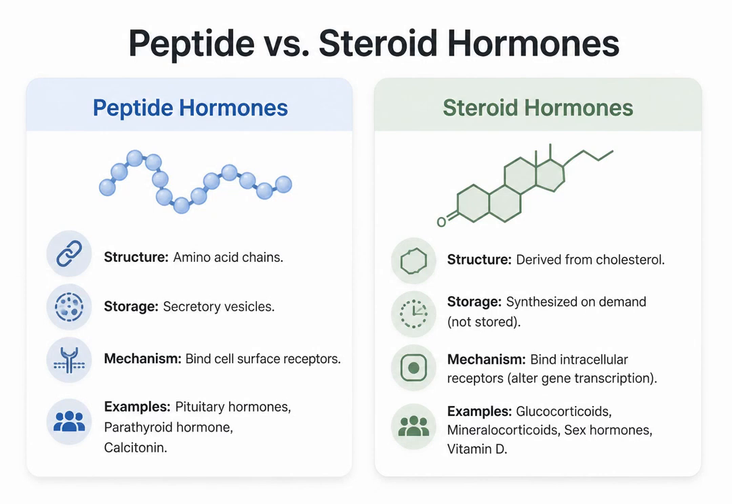Before we get into specific hormones, let's contrast peptide and steroid hormones. Peptide hormones are chains of amino acids that bind to cell surface receptors. Steroid hormones, on the other hand, are all derived from cholesterol. They are highly lipophilic, meaning they aren't stored in vesicles but synthesized on demand. They cross cell membranes to bind intracellular receptors, directly altering gene transcription.